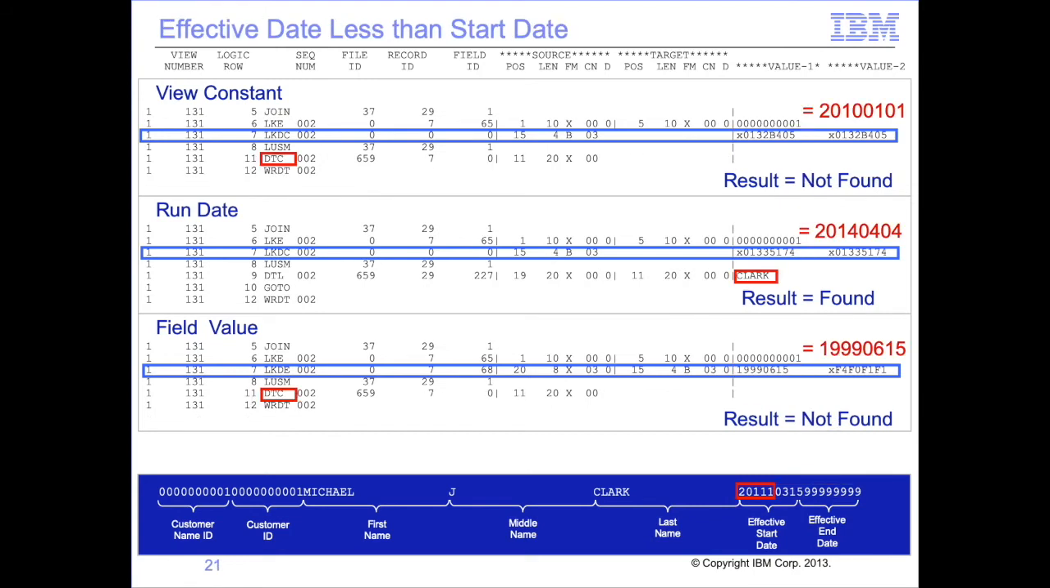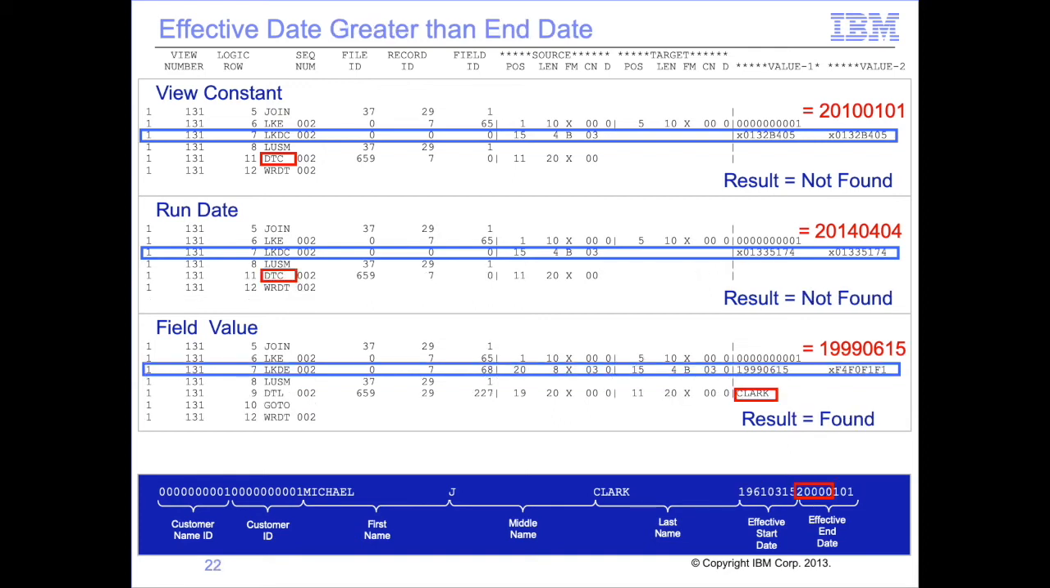In this example, we've changed the reference file record effective date to start in 2011 rather than 1961. The view constant compares the LKDC 2010, which is less than the start date of 2011, resulting in a not found condition. The run date compares the LKDC of 2014 to a start date of 2011 and finds the reference file record is effective, and so results in a found condition. The LKDE field value contains 1999, which is less than the start date of 2011, and thus results in a not found condition. Thus views 1 and 3 use DTC function codes, move a date constant to the space because of the not found condition.